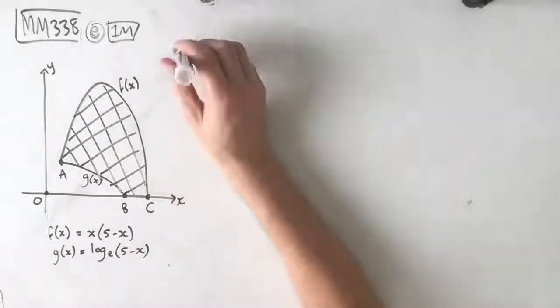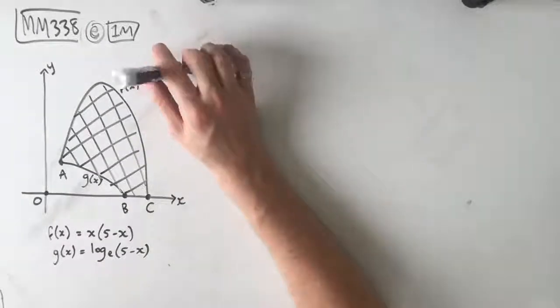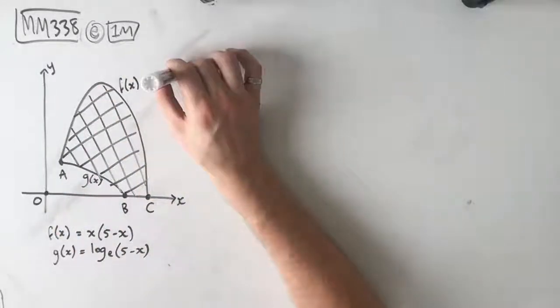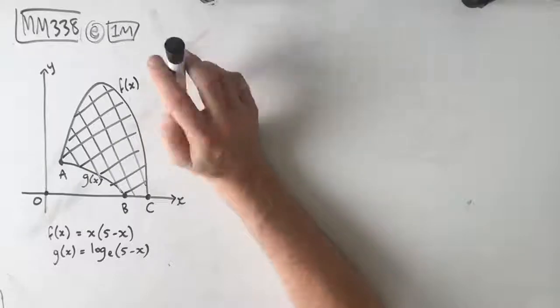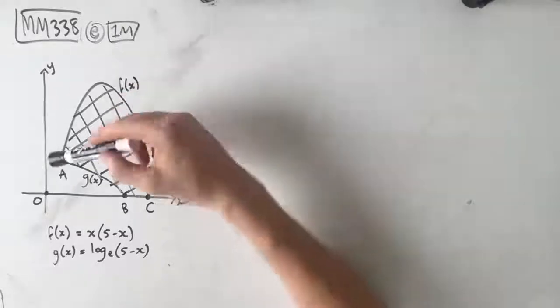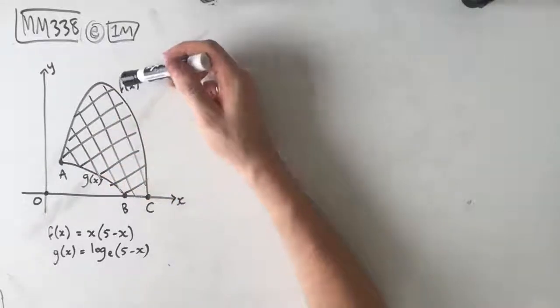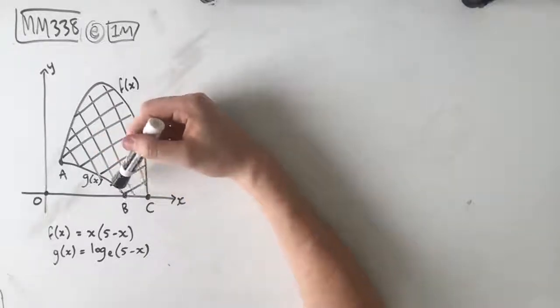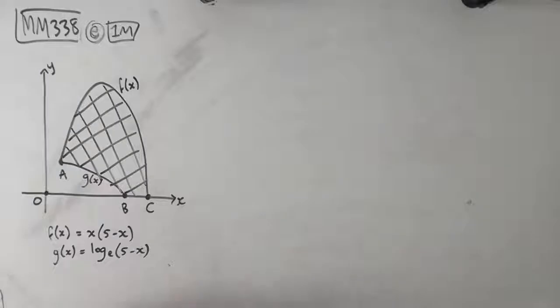Part E is a 1 mark question. We're moving away from the savings plan. We're going into some area stuff. So Ben has just received the plan for his new pool from the landscaping company. The shaded area below, which is the area bound by f of x equals x e to the power of 5 take x, and g of x equals log e of 5 take x, and the x-axis represents a bird's eye view of the pool. All dimensions are given in meters.